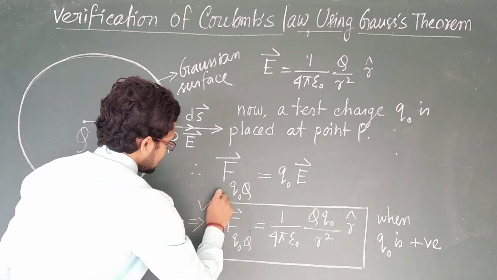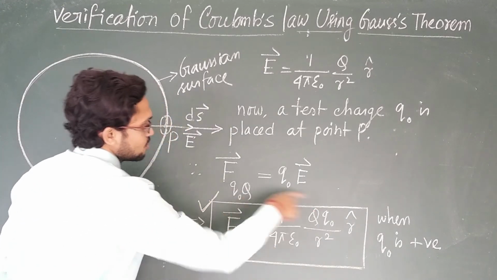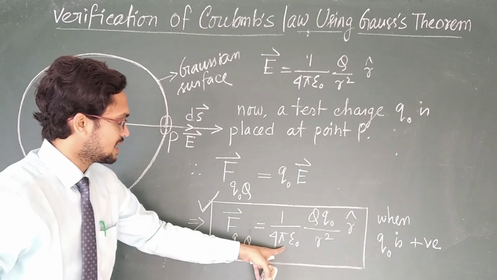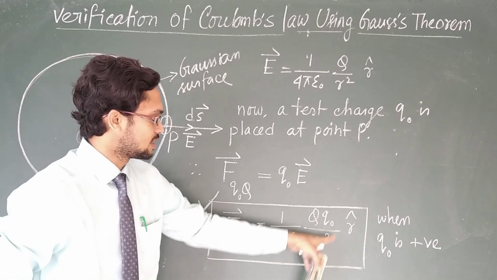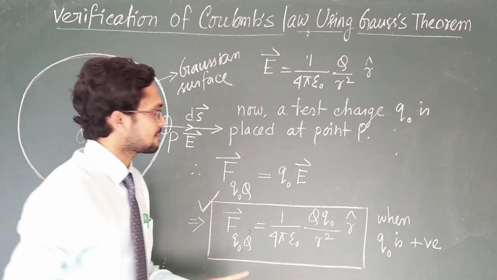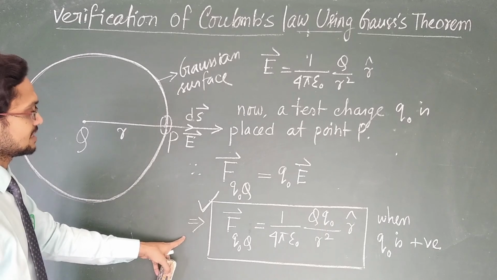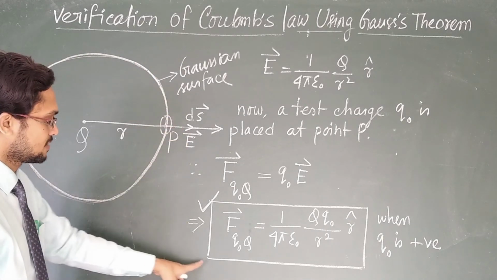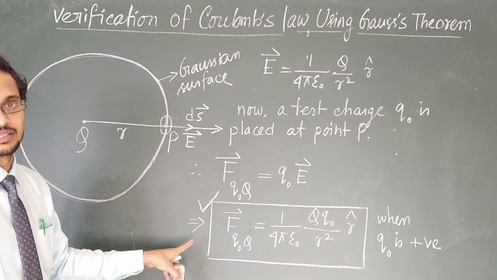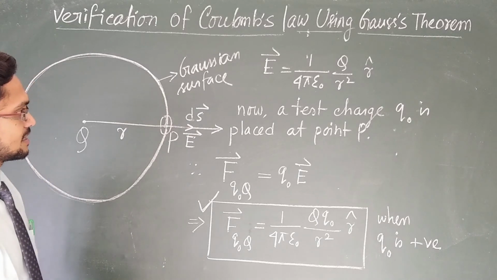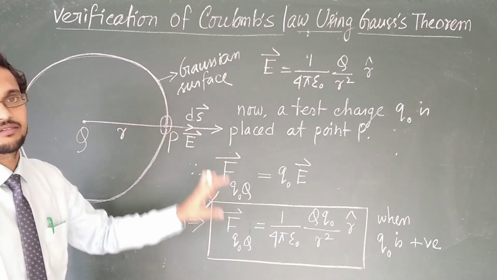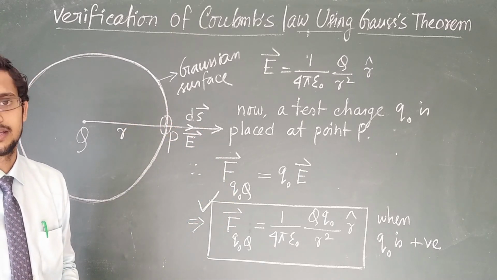This is the Coulombian force between two charges, F equals 1 by 4 pi epsilon 0 q Q0 by r square. So this is the verification of Coulomb's law using Gauss theorem. Understand everyone, every step? In this way you have to write. Okay, fine.